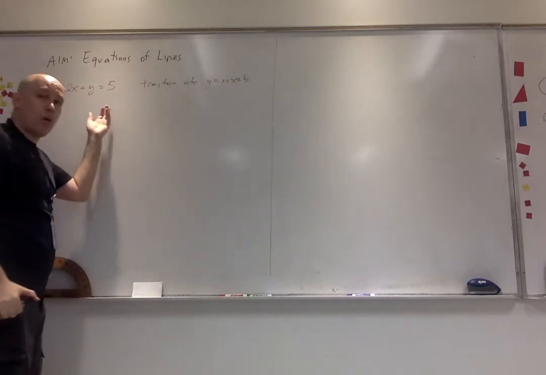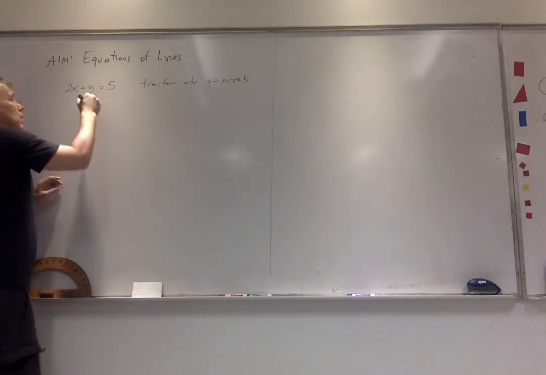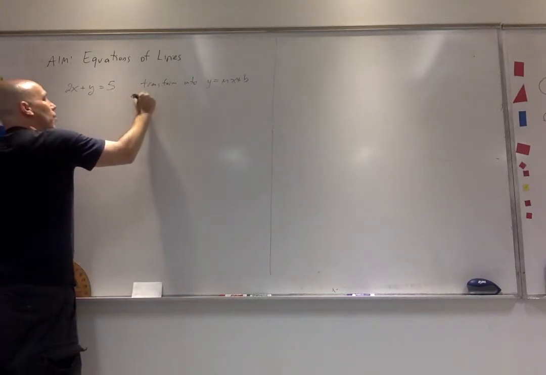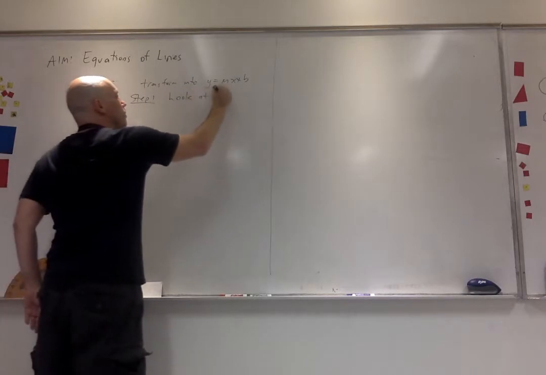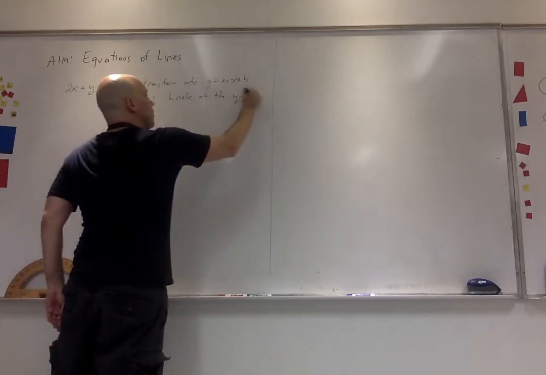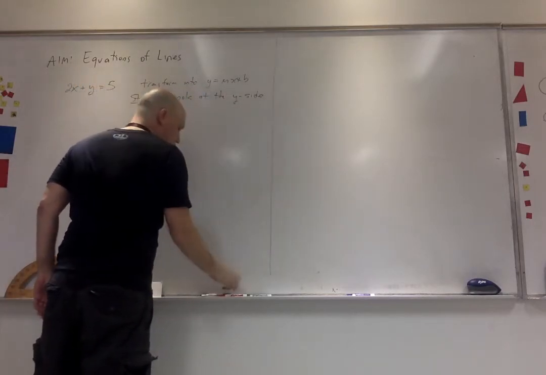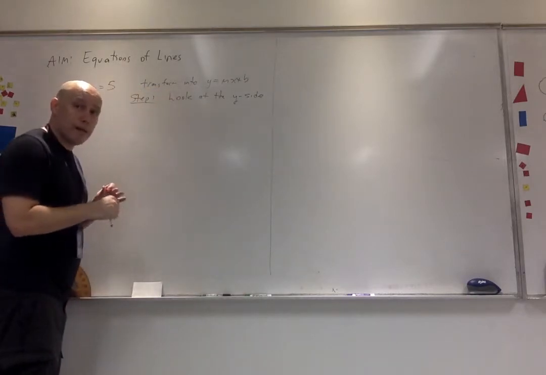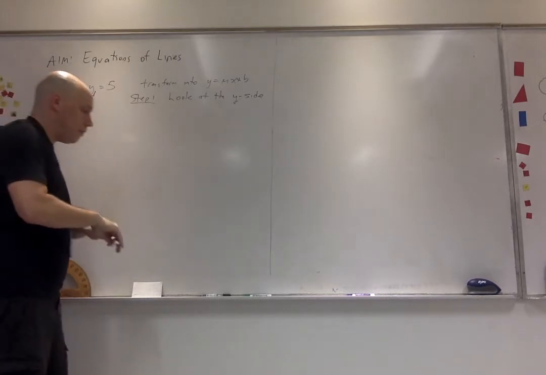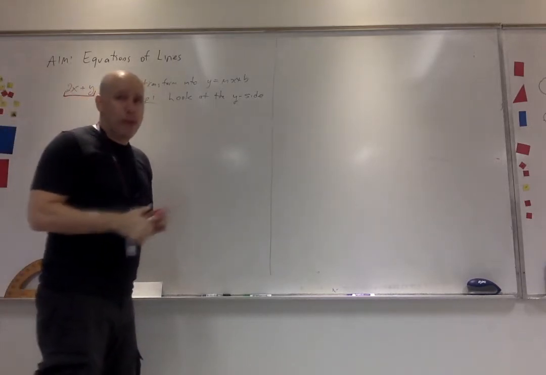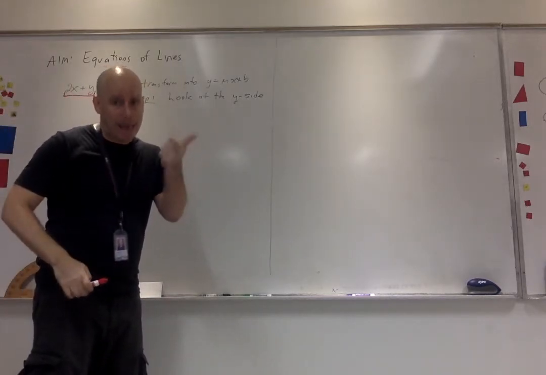I'll give you some rules. Step one, look at the y side. So where's the y side? Wherever the y is, put a bracket underneath. Number two, get rid of the x terms and the constants.